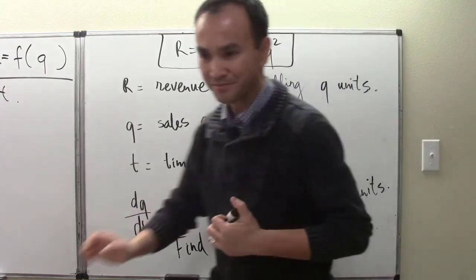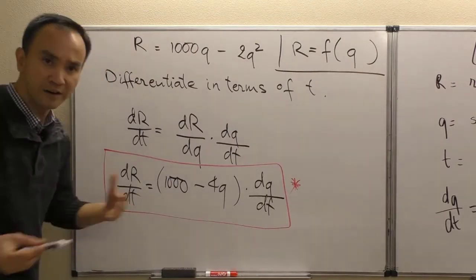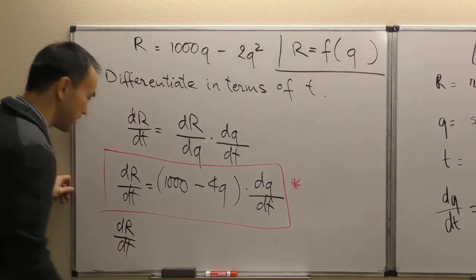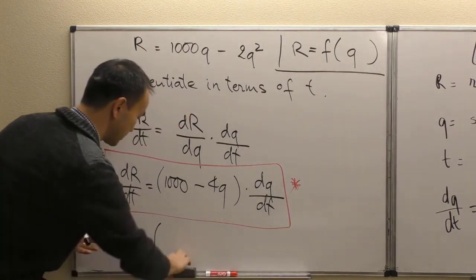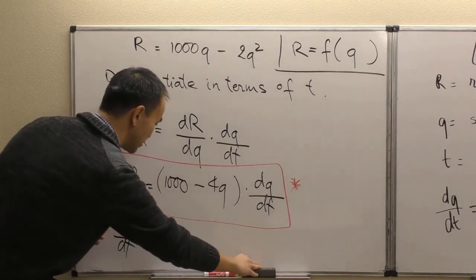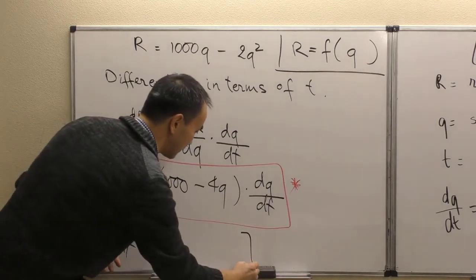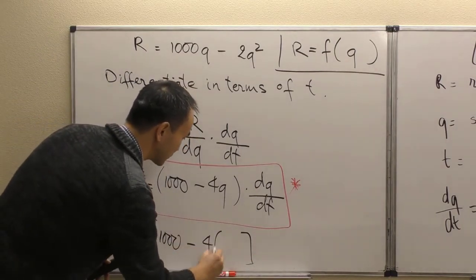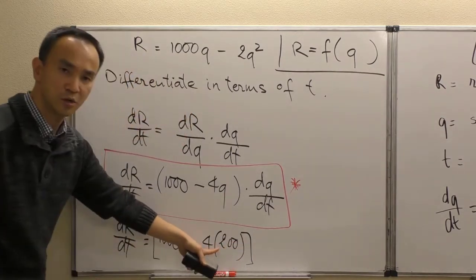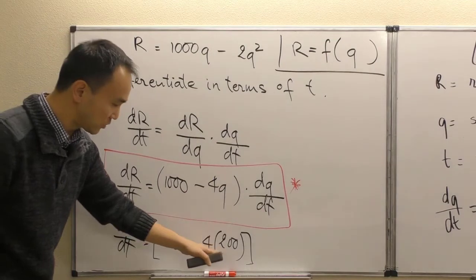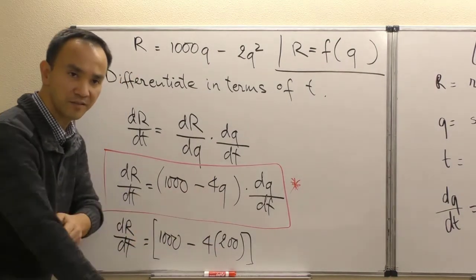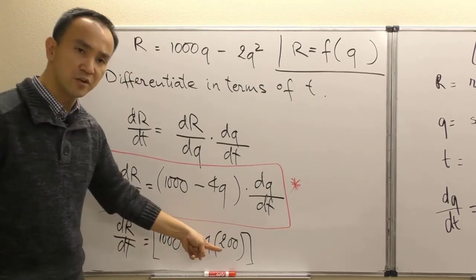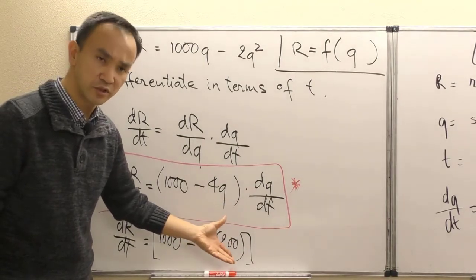All right, and so now at this point we have all the information we need. dr/dt is what we are looking for. That equals, now in brackets, because I'm about to substitute in some values inside the parentheses, 1000 minus 4 times 200, because this 200 is the value for quantity right here. It's an instance where our quantity reached 200 units sold.